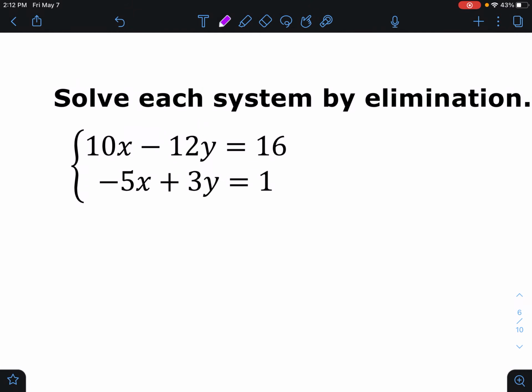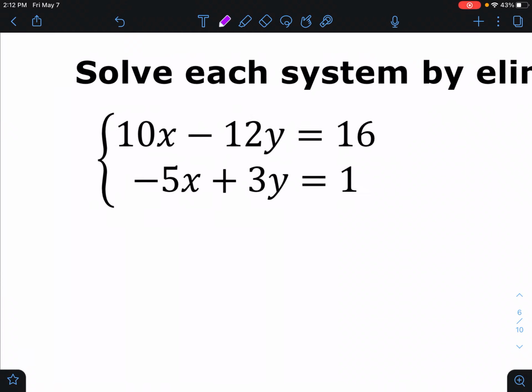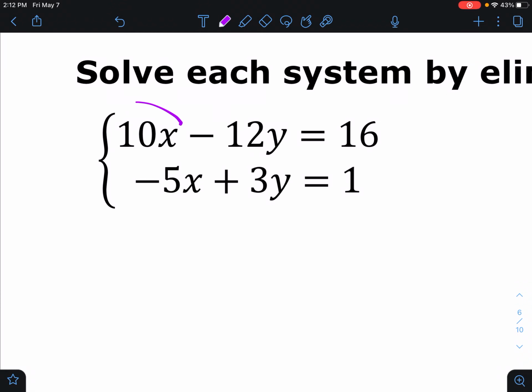And it looks like for me, I think I'm going to get rid of x here. So I'm going to make the bottom one -10x. If this is 10x, I need this to be -10x.